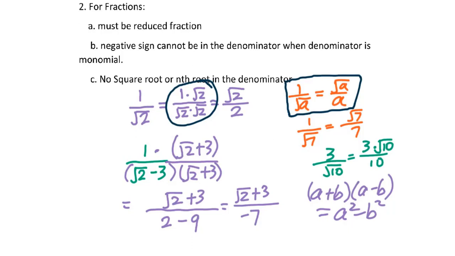Look at the denominator. This negative sign cannot be in the denominator, so we write negative square root of 2 minus 3 over 7. I will put the negative sign on the top. This will be the final answer.